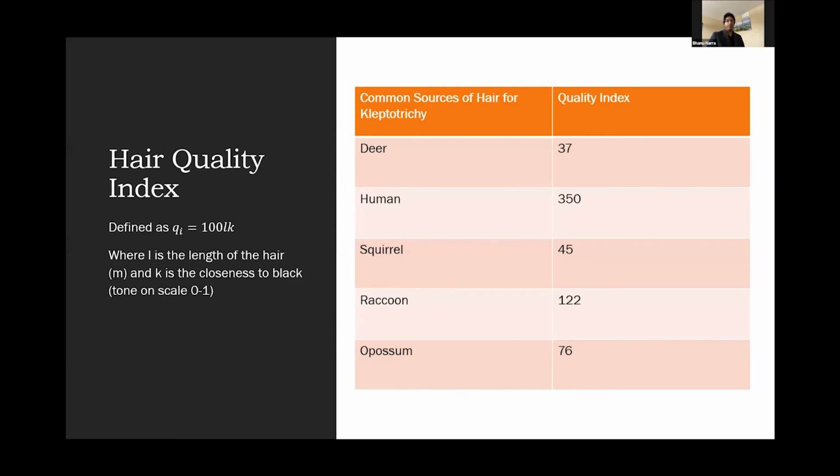So we just decided to make a simple system where we defined a hair quality index for different animals, which is essentially just determined by the length of the hair and the insulation depending on the color. So for example, closeness to black. Hair that's more black offers better insulation than hair that's lighter. And so based on this, we were able to deduce a bunch of different quality indices for different animals.